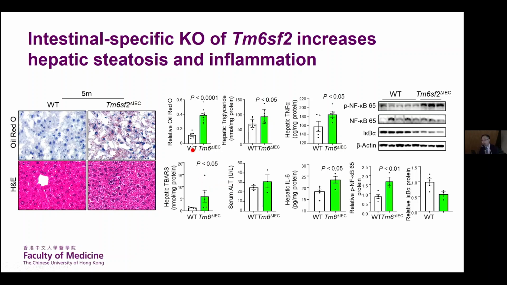However, on the other hand, you can see that inflammation increased. As you can see, both the ALT level, TBARS, the marker of oxidative stress, as well as the inflammatory cytokines, TNF-alpha and the downstream interleukin-6, were all significantly increased. At the same time, NF-kappa B, which is central in the pathogenesis of steatohepatitis, is upregulated, with a corresponding downregulation of I-kappa B alpha.